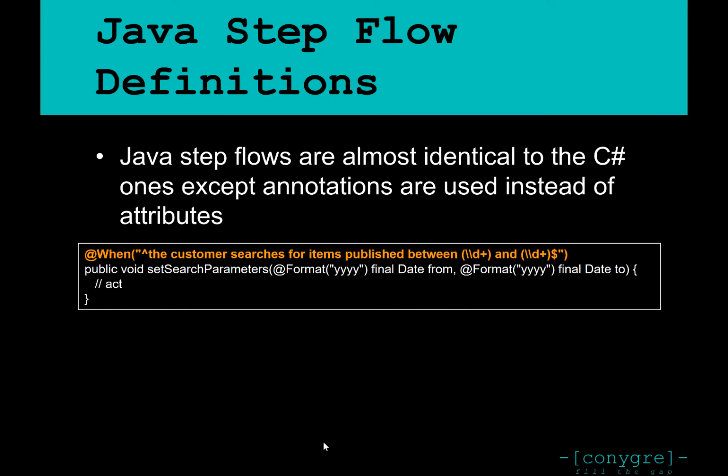And in Java code, just to give you a flavour of the step flow definitions, you can see in this example the code is very similar. We use annotations instead of attributes. Here's a when, and then we've got a regular expression, takes in 2 parameters. Those 2 parameters go into this method as date objects. So interestingly, you're just converting values straight into dates. So again, Java uses a very similar approach to C#. In fact, the scenarios themselves are written in exactly the same way.